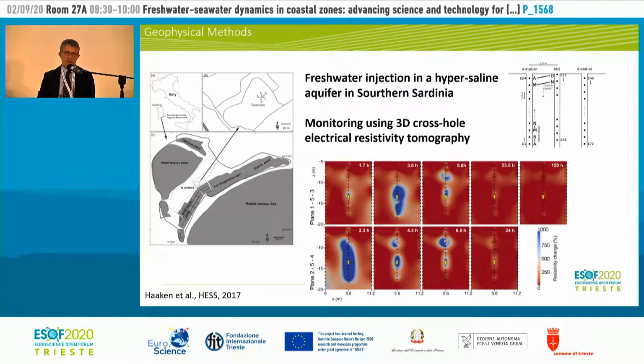And we injected a bulb of fresh water, and you can see in the red is the saline water, the blue is the bulb of fresh water that is evolving over time. Okay, and we used borehole electrodes in a 3D configuration. So we have the capability of seeing changes in terms of electrical conductivity that actually represent changes in water salinity, even in this very, very hostile environment.